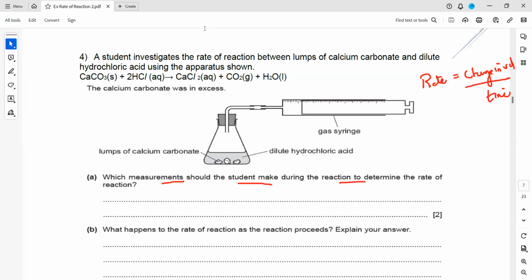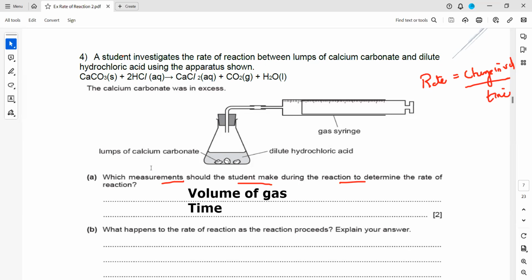So what two quantities should he measure to get the rate? What should he measure? You can use the chat. That's good. So he can measure the volume of the gas, and he can measure the time.